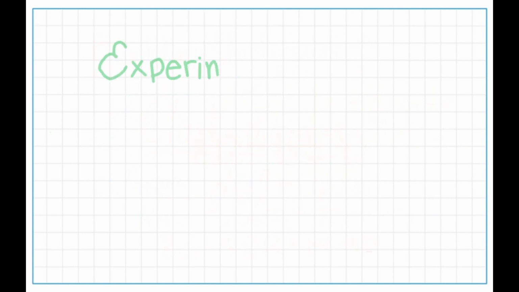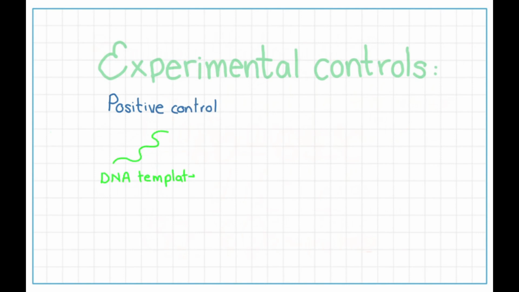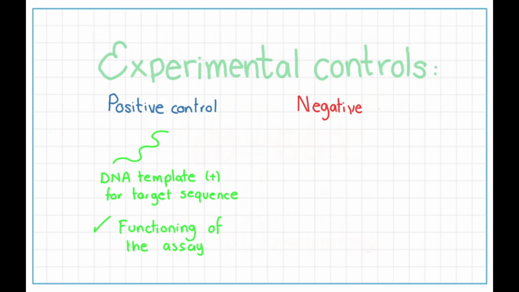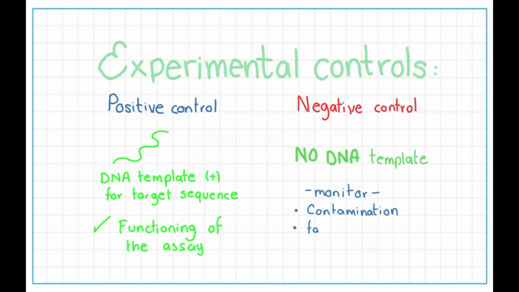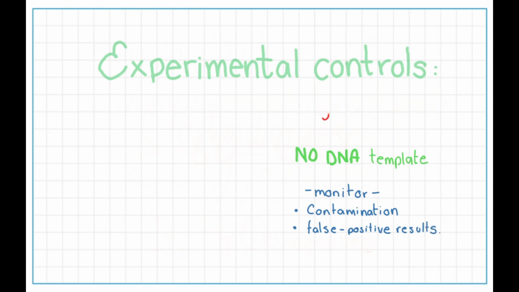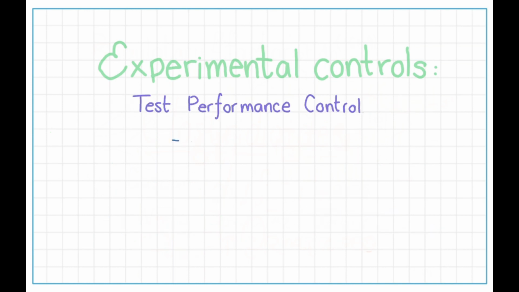The technique uses different experimental controls. Positive control contains a known DNA template, positive for the target sequence, ensuring the proper functioning of the assay. Negative control contains no DNA template, serving to monitor for contamination or false positive results. Test performance control monitors various aspects of the assay performance, such as reaction efficiency and inhibition.